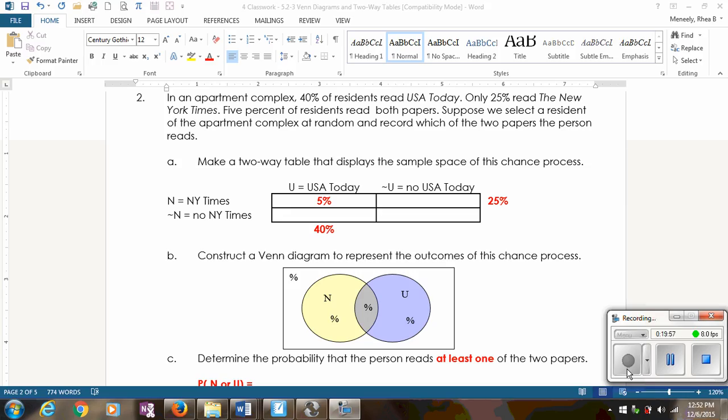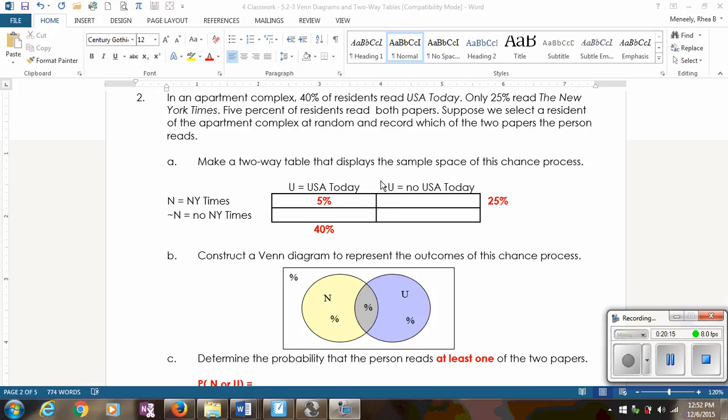Okay, so let's go ahead and review this example. Again, in an apartment complex, we know that 40% of residents read USA Today. That means if I'm looking in my two-way table, remember we need to have our rows or columns, it doesn't matter how you identify them. One is going to represent reading USA Today and then not reading USA Today.